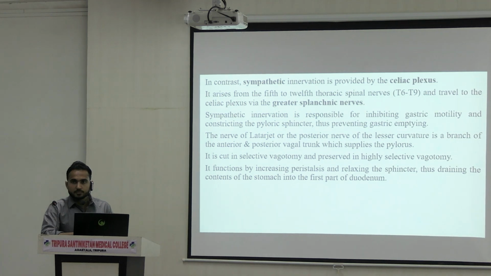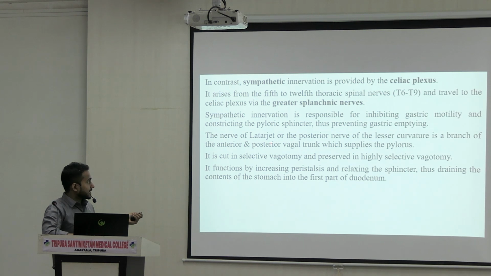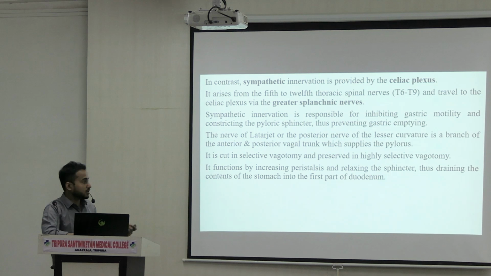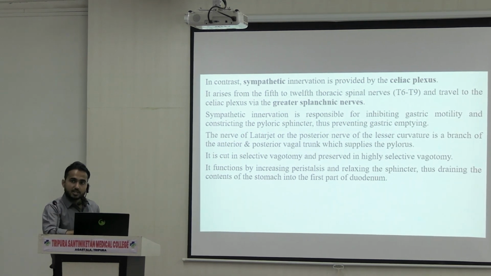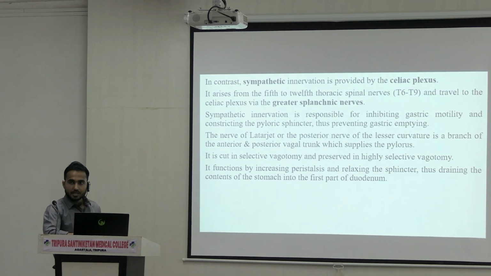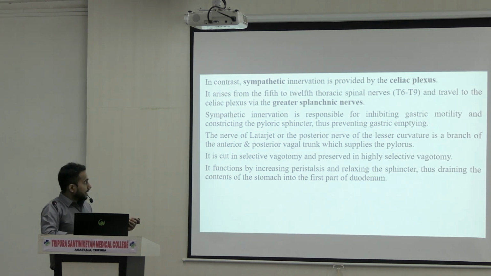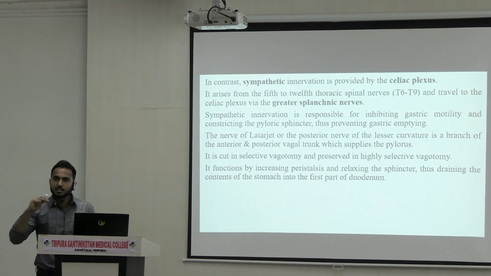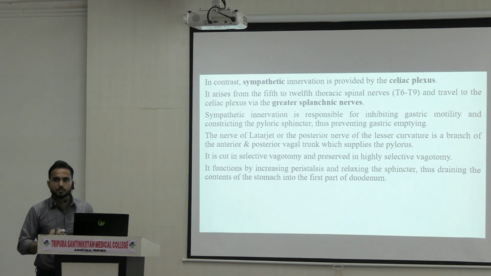Now another important point is the nerve to the lateral jet, which is an important branch. I don't know whether you have heard of it or not. It is a branch of both the anterior and the posterior vagal trunk. It is present on the anterior surface as well as the posterior surface of the lesser curvature of the stomach, and it comes from both vagal trunks, anterior as well as posterior.